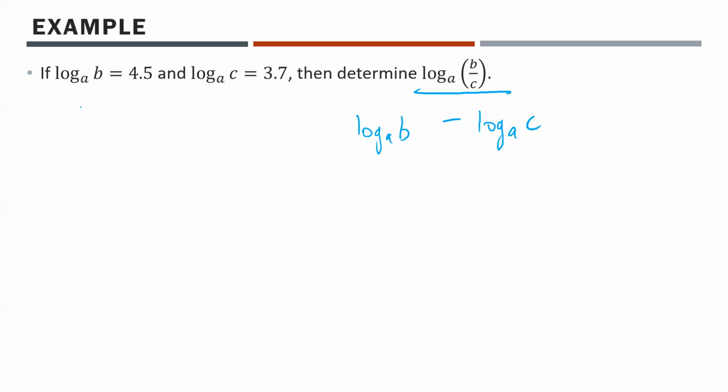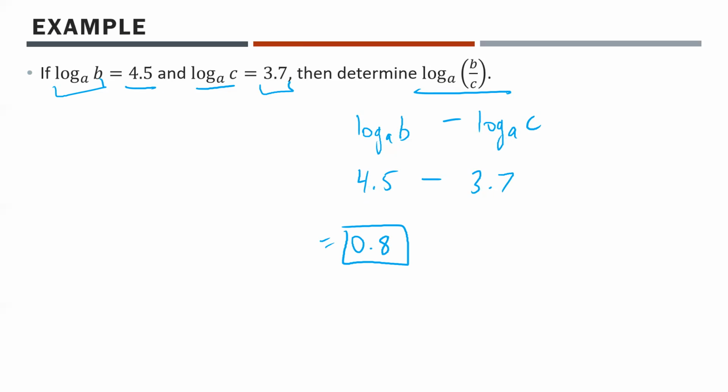But here's what we know. Log base a of b is 4.5 minus log base a of c is 3.7. Told you it was kind of baby food. Once you see the trick to it, it's really not a big deal. 4.5 minus 3.7 is, let's just double check, 4.5 minus 3.7. Yeah, that's what I thought, 0.8. That's all that one is, just 0.8.